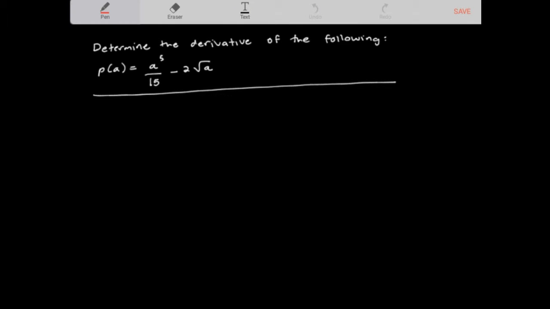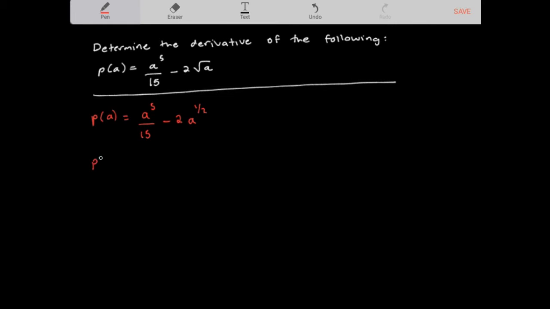Let's say we want to determine the derivative of the following. P of a is equal to a to the power 5 over 15 minus 2 times square root a. Just to make our lives easier, let's change all of this to an exponent wherever possible. So what I mean by that is I want to change the radicals to exponents. Minus 2 a to the power 1/2, right? Because a to the power 1/2 is the square root of a.